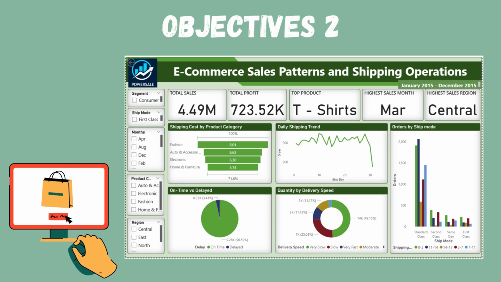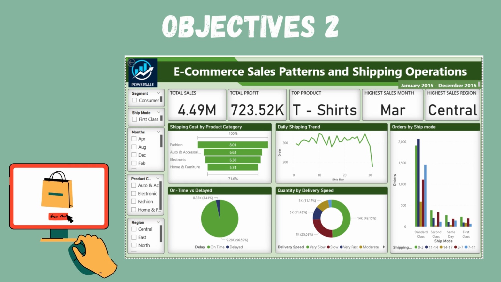3 ringgit. We then verify this performance with the on-time versus delayed chart, a pie chart used for composition, where this chart can show the delivery efficiency. Overall, 96.59% of orders are still delivered on time, which shows the system is efficient. Finally, the quantity by delivery speed, illustrated in the donut chart that is used for composition, shows that although most deliveries are on time, 49% are delivered very slow.